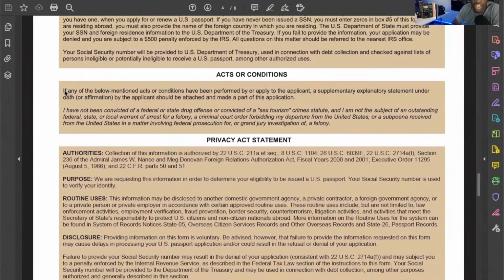You see, you've got to follow directions. It says a supplementary explanatory statement under oath by the applicant should be attached and made a part of this application. What do they mean by under oath or affirmation? When you sign the application, you're saying everything you submit is true and correct, and it's not false, it's not fraudulent.